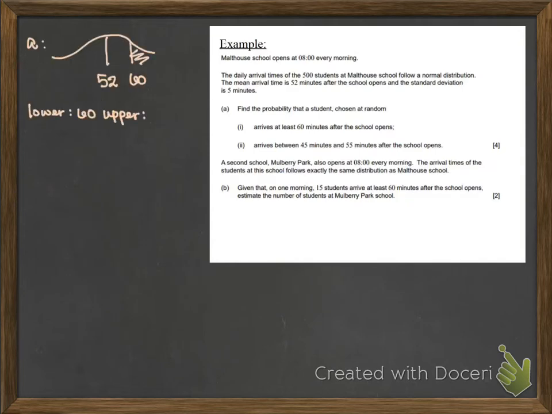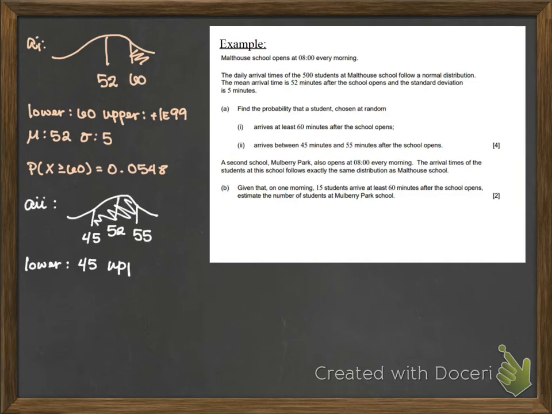Our next one is an IB example. We're talking about times that students come in the morning. So the mean is 52 minutes after doors open. What's the probability that a student comes 60 minutes after class? So our lower is 60, upper is positive infinity. Mean is 52 with a standard deviation of 5. So the probability X is greater than or equal to 60 is 0.0548. Part ii wants the same thing, but between 45 and 55 minutes. So our lower bound is 45, our upper bound is 55. Mean and standard deviation are still the same, so that probability is 0.645.